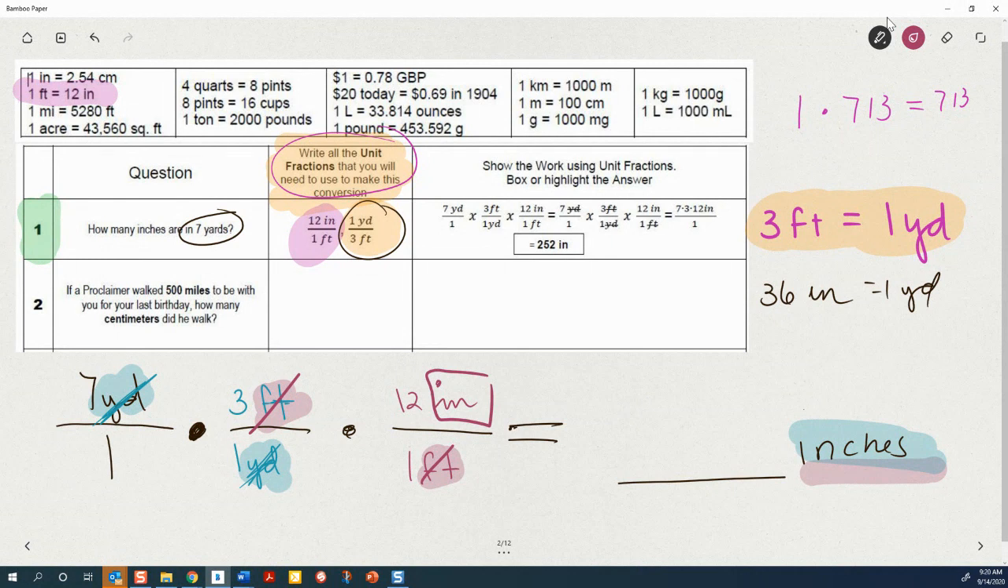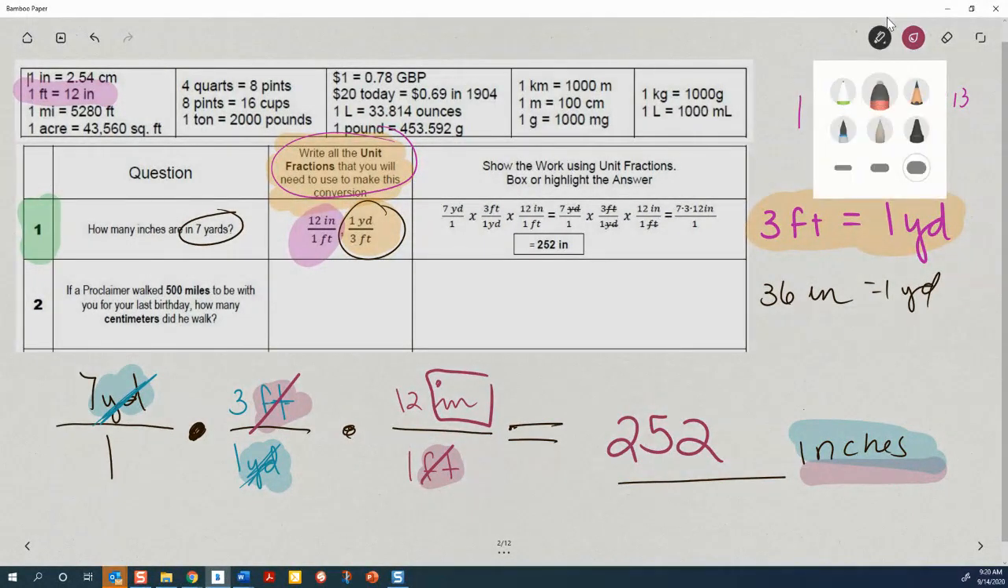And that's almost it. All I have to do now is the multiplying. So I would multiply 7 times 3 times 12. 21 times 12 is 252. You can type that in on the calculator. So therefore, 7 yards is equivalent to 252 inches.